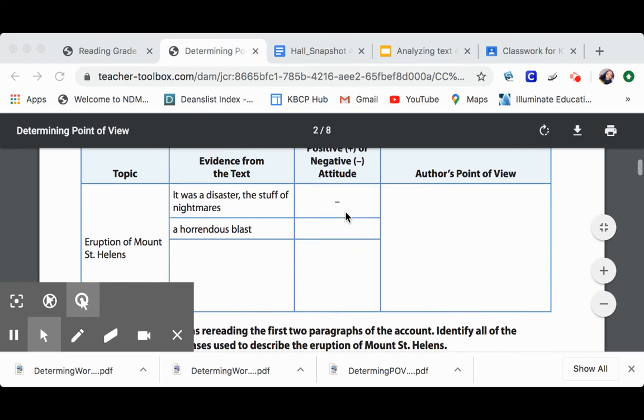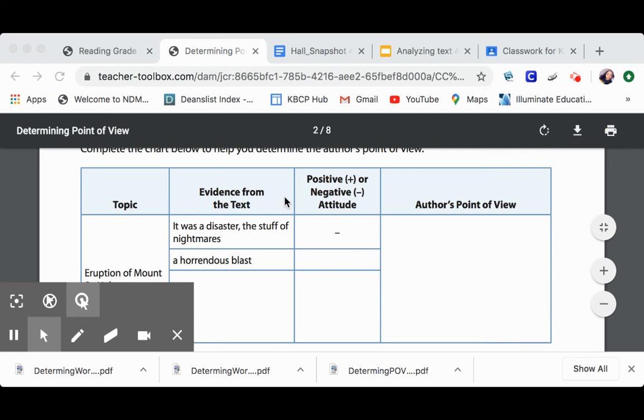All right. So if we go back to our evidence from the text, it was a disaster, the stuff of nightmares. Disaster. To me, disaster is a key word because anytime you hear anything disaster, it's not a good thing, right? So I would say that it's negative. Disaster and nightmare both set me off to say that this is a negative attitude towards this, right?